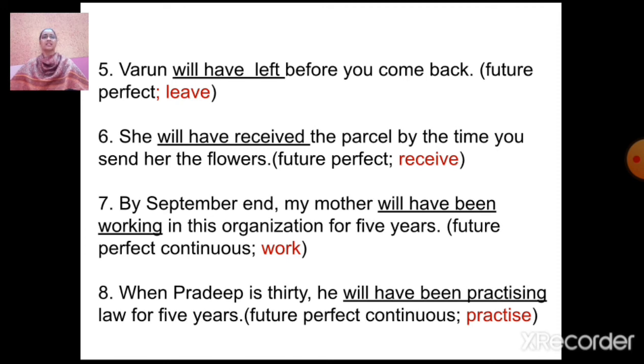Then the next is: when Pradeep is 30 he ___ law for 5 years. Again we need to complete this with future perfect continuous and the verb given is practice. So the answer will be: when Pradeep is 30 he will have been practicing law for 5 years.